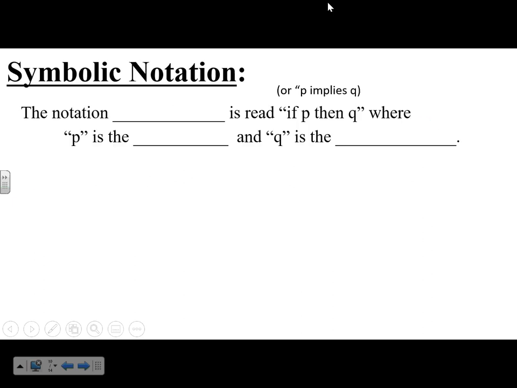Now, symbolic notation. We did this at the very end of the last lesson. The notation P and then an arrow Q is read if P, then Q. They also say P implies Q, but I really like to leave it as the conditional formatting, so I'll say P, then Q a lot of times. P represents the hypothesis, and Q represents the conclusion.